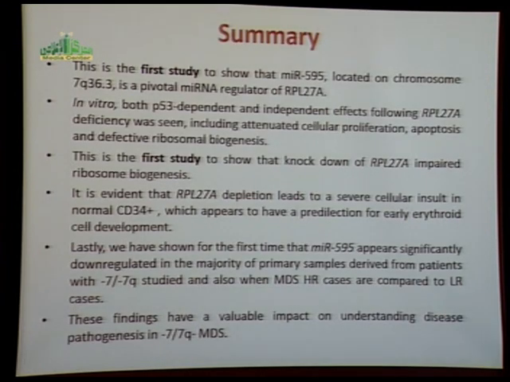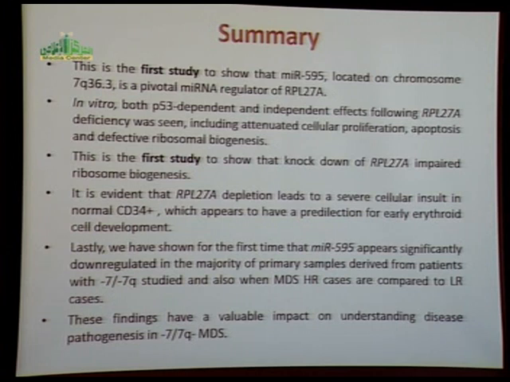So to summarize, this is the first study to show that microRNA 595, which is localized in 7q36.3, is an important regulator of ribosomal protein L27A. In vitro work has shown that both p53-dependent and independent effects were seen following RPL27A downregulation or deficiency, which also include inhibition of cellular proliferation, induction of apoptosis, and defective ribosome biogenesis. Also, this is the first study to show that the knockdown of RPL27A impaired ribosome biogenesis.